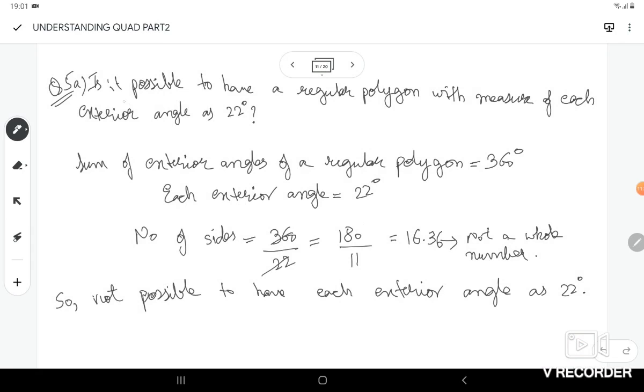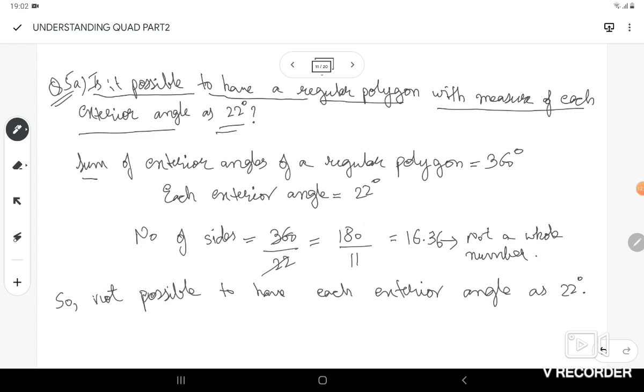Now moving on to another question. It says, is it possible to have a regular polygon with measure of each exterior angle as 22 degree? If the number of sides comes out to be a whole number, then it is possible. If there is some sort of decimal point present, then it would not be possible to have a regular polygon with measure of each exterior angle as 22 degree.